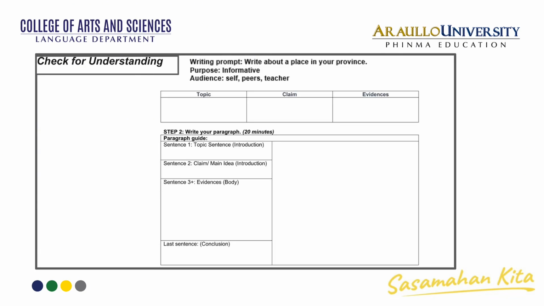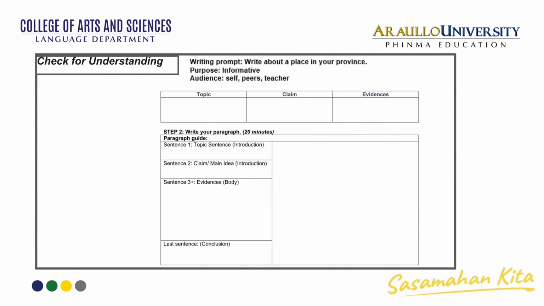And lastly, you're going to write an informative essay with an audience of yourself, peers, and teacher, and you have to write about a place in your province. Take note that it could be any place within your province. It could be a municipality, a barangay, or any famous tourist spot there. But make sure that the tone is informative, since informative is not subjective. You know that. And when it's subjective, of course, it will be an opinion essay or persuasive essay already. So make sure that it is objective sounding, it is educative, it is fact-based.